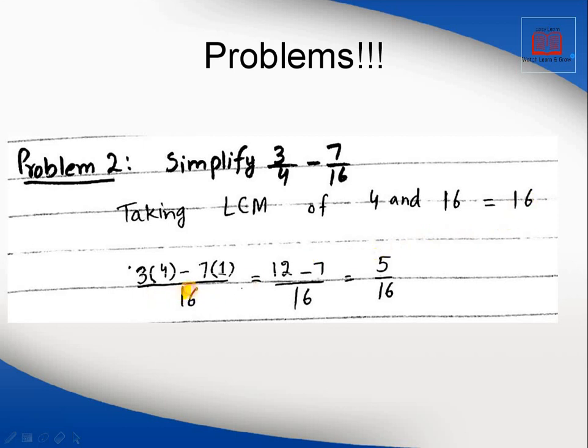So first of all, write the LCM in the denominator, okay? And then in the numerator, write 3 as it is.